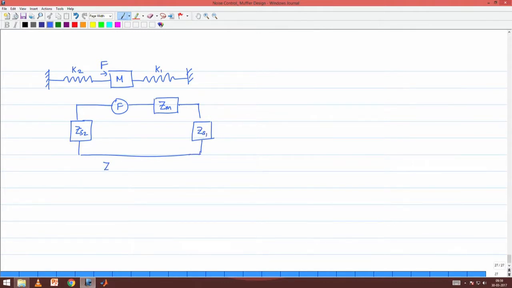So, the effective impedance, or the drive point impedance, was F by V, which is Zm plus Zs1 plus Zs2 from the equivalent circuit. That part we derived cleanly. Today what we will look at is the derivation through the transfer matrix method. So, again we will split this thing up into two parts.